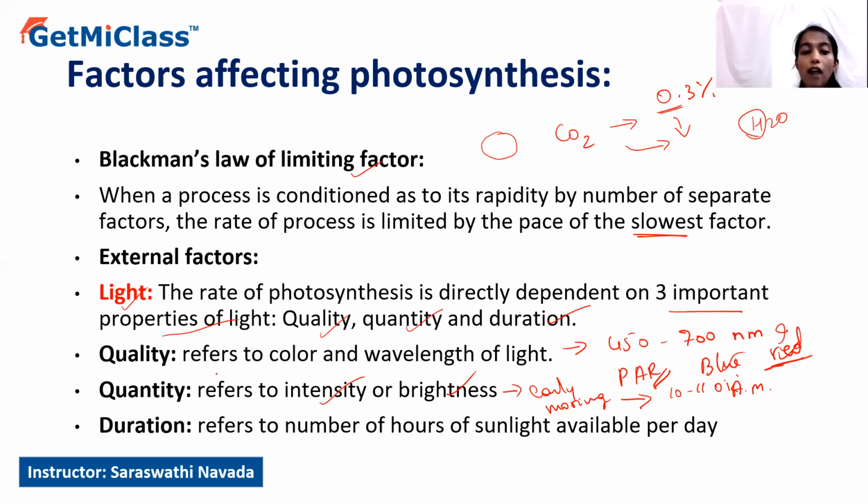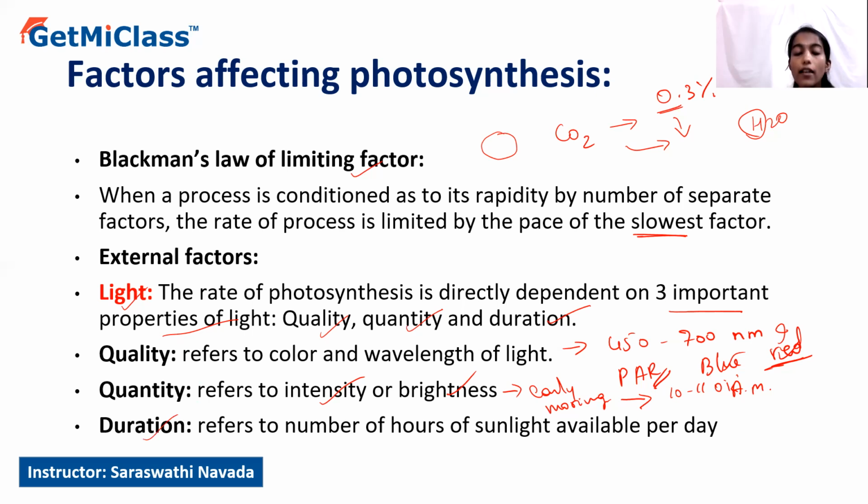So that is how the quantity, at what intensity or at what brightness the light is available, also determines the rate of photosynthesis. And next is the duration. It refers to the number of hours of sunlight available per day.